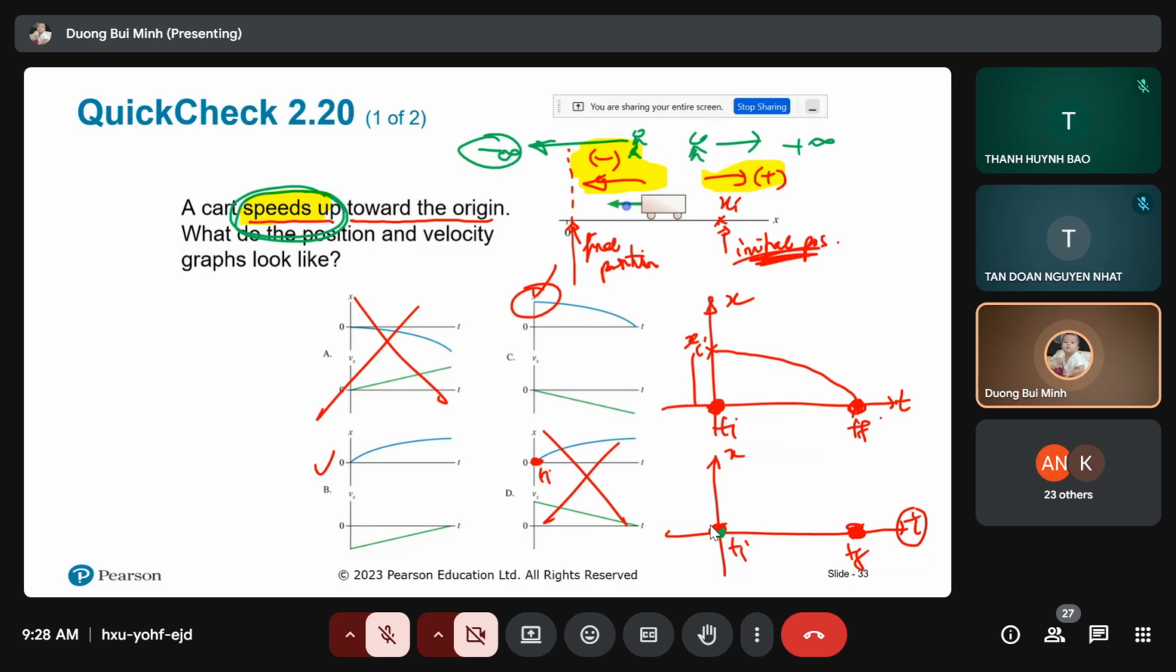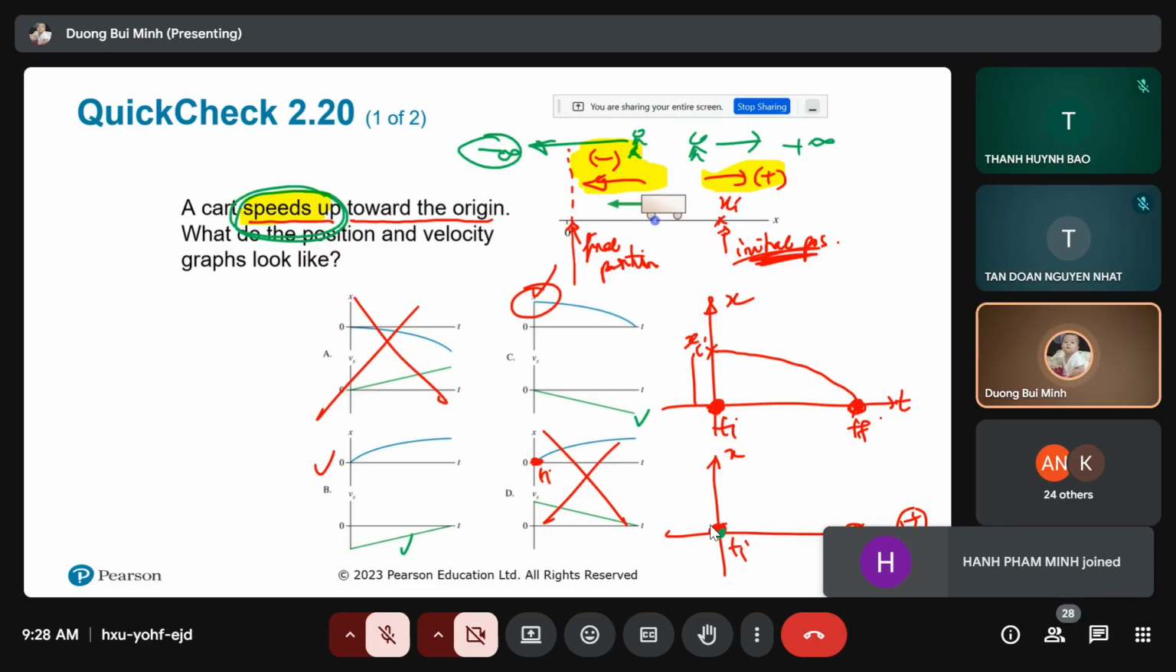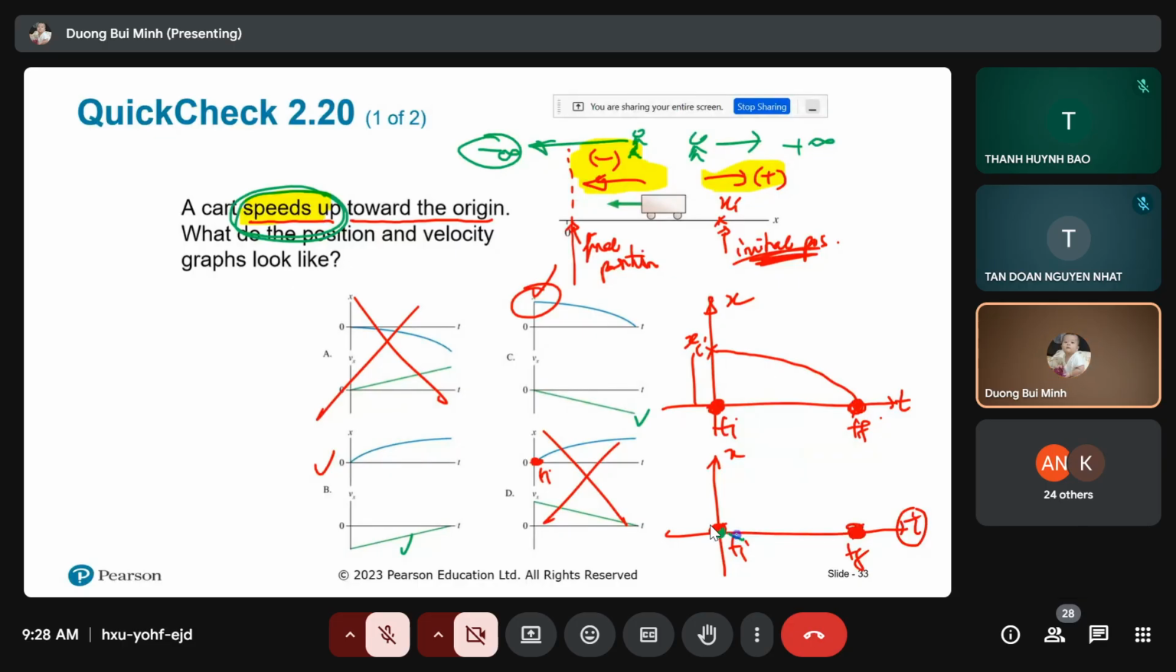If we consider this one, the car is moving to the left side. So we know Vx is negative. This is also negative, this is also negative. But at the beginning, Vi is 0, right? And then when the car comes to the origin, the absolute value of the velocity Vx will increase, so you get this curve. And this one is wrong. So the correct answer is C. I hope you enjoyed it.